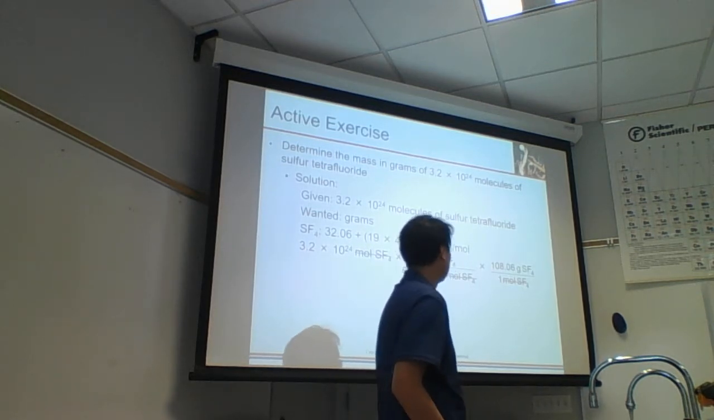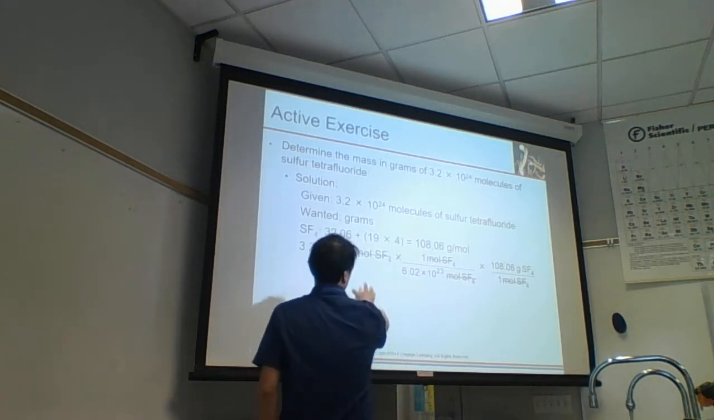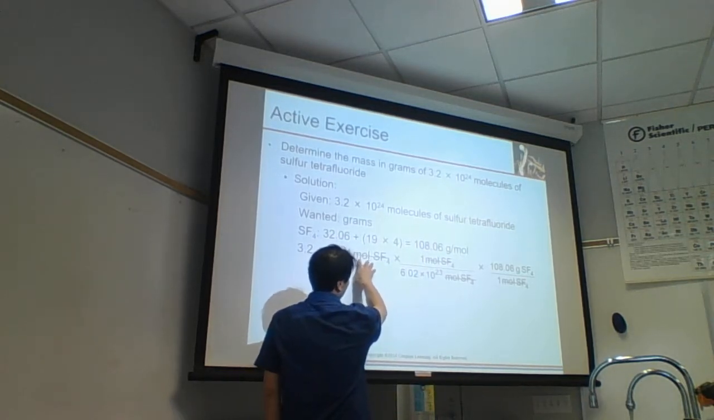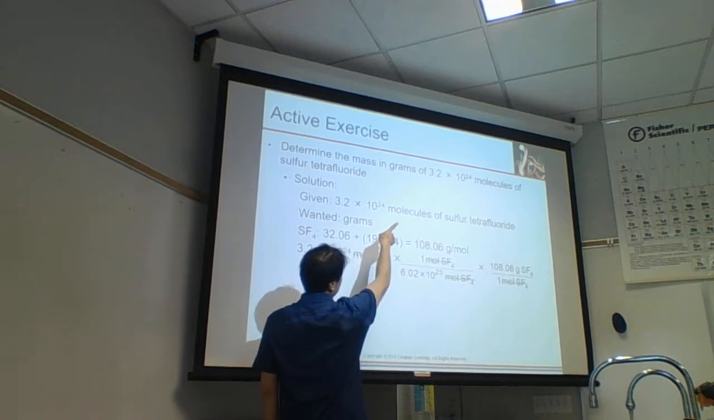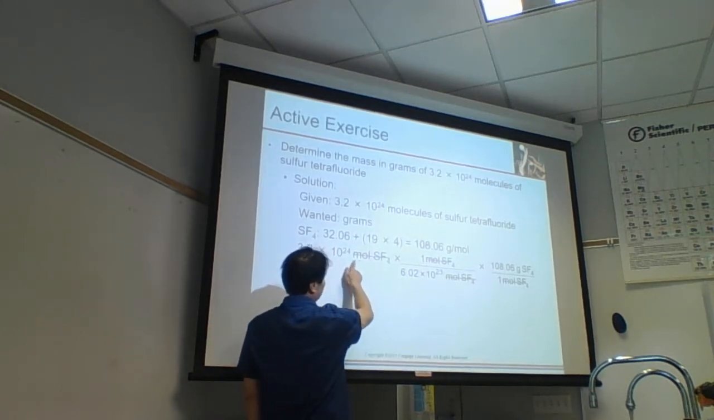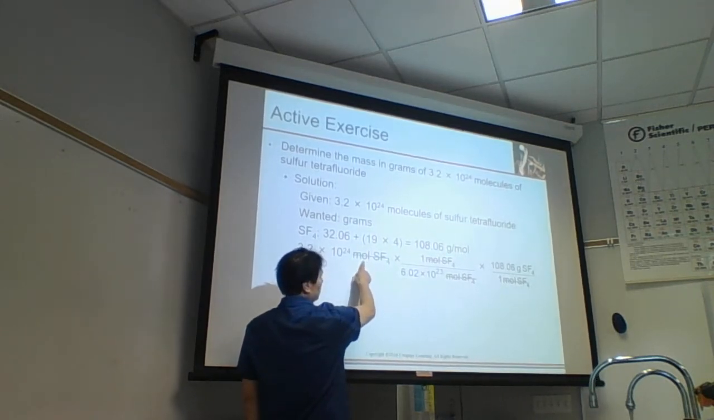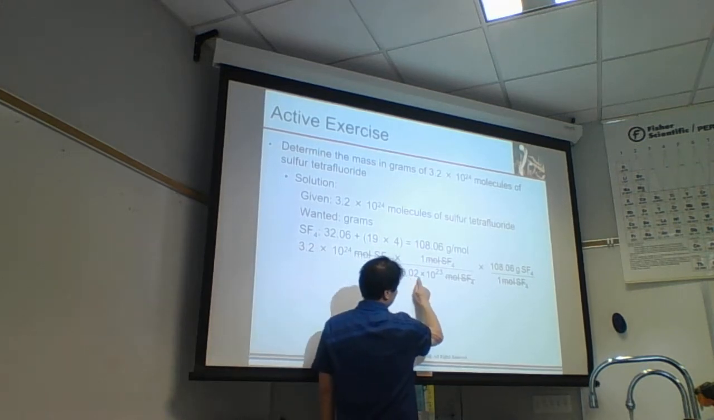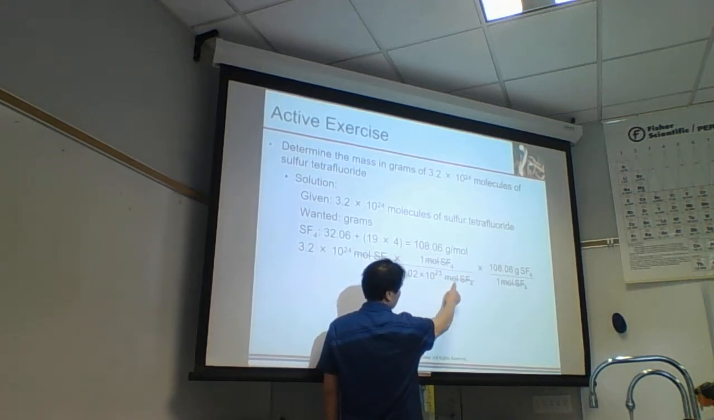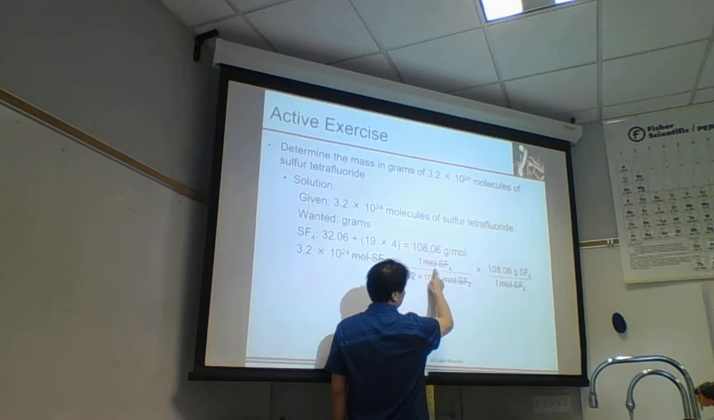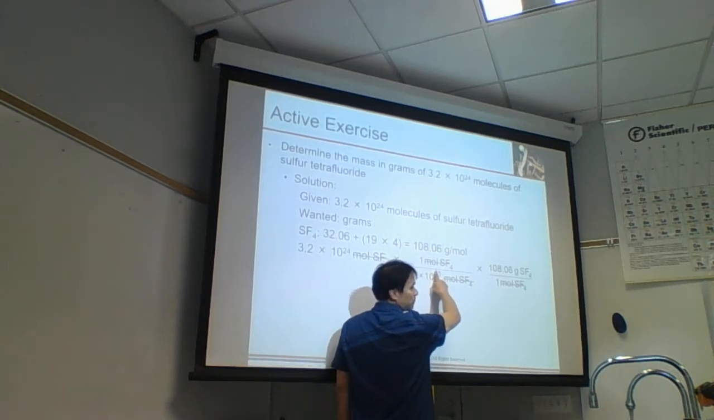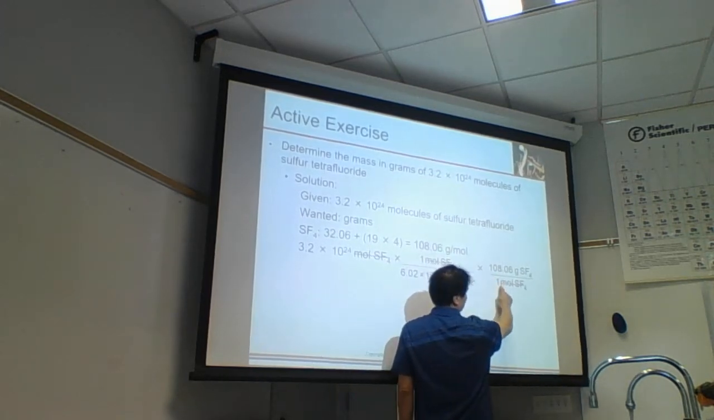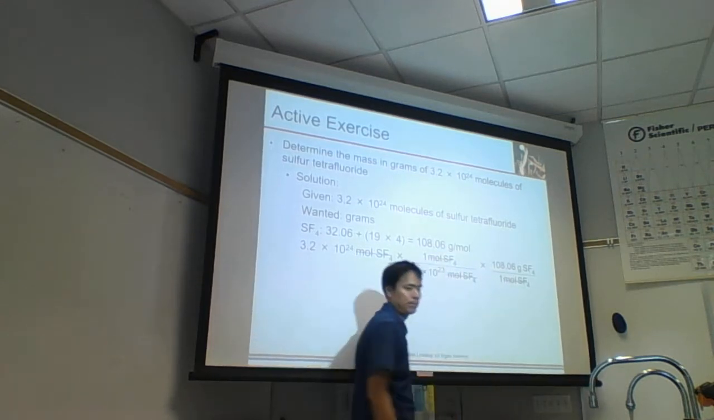No. And a lot of people think of this because it kind of looks like molecule, MOL, but it's not. So 3.2 times 10 to the 24, this should be not moles, this should be molecules. And then it should be 6.02 times 10 to the 23rd molecules of SF4 per mole of SF4. Then we have the molar mass here, moles cancel, and that gives us grams.